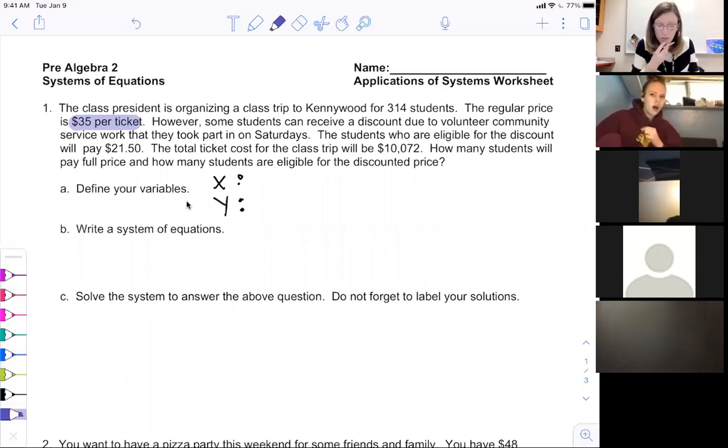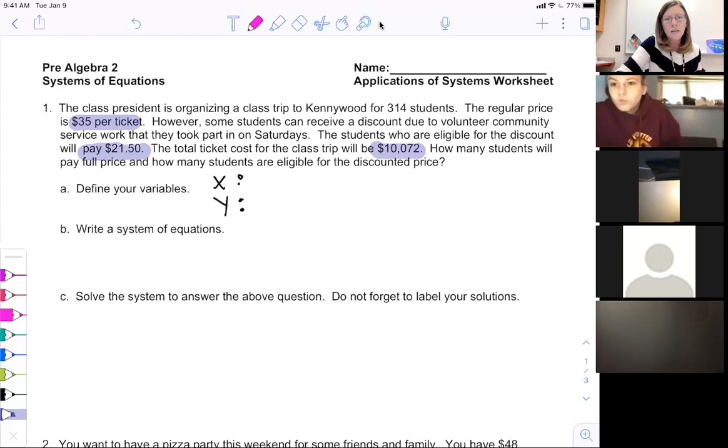Some students received a discount because they volunteered for community work. Those students who got the discount only paid $21.50. And if you remember, on a typical year, usually they have those discounted tickets that they sell in the athletic office as well for Kennywood. The total cost was $10,072. This one's a little tricky.